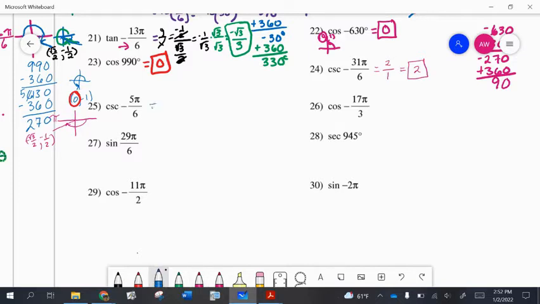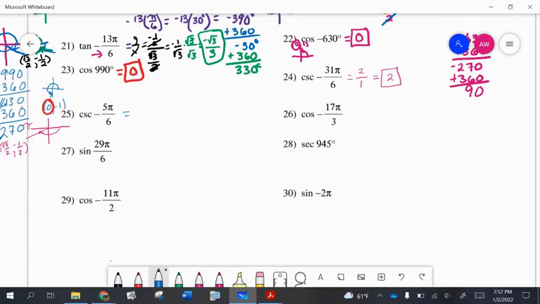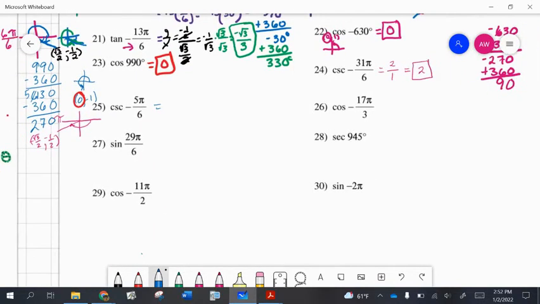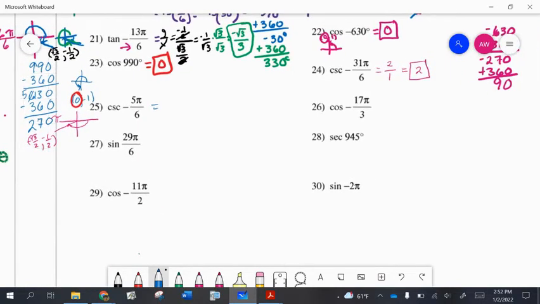Cosecant is the reciprocal of sine. So if I can find the sine value, where is the sine value, x or y? Remember, it's our xy, our cosine theta, sine theta. I like to say it, I like to write it, I like to have it on every page just to look real quick and remind myself.